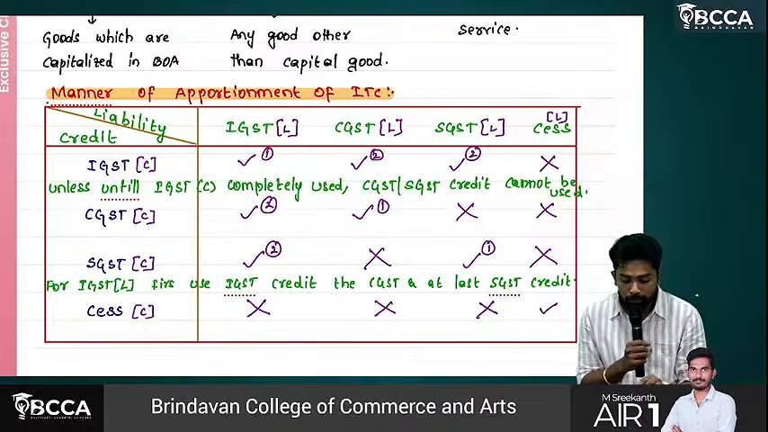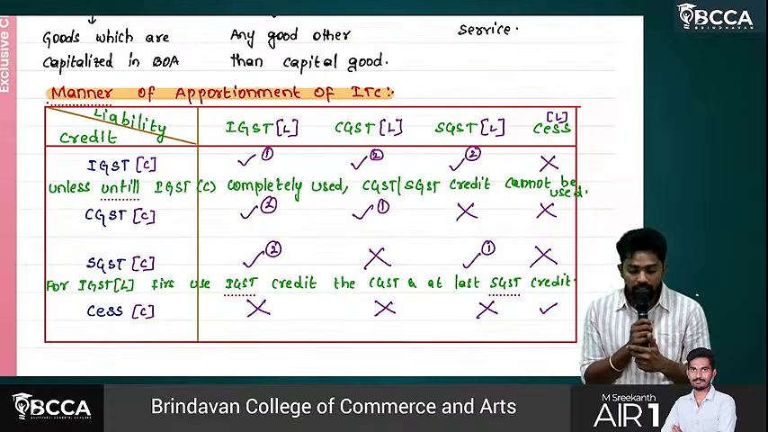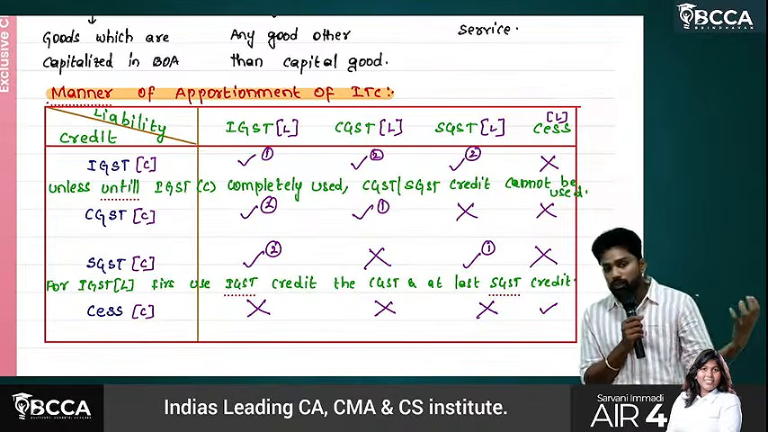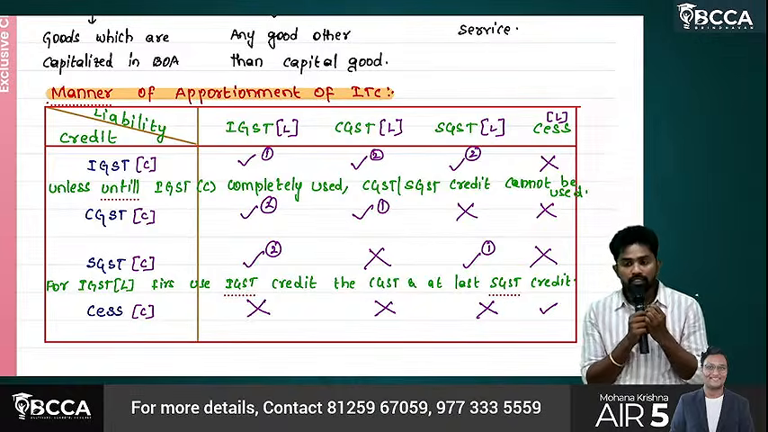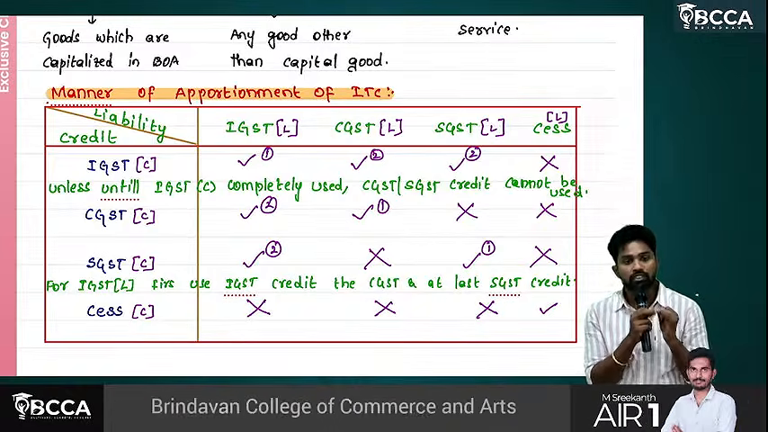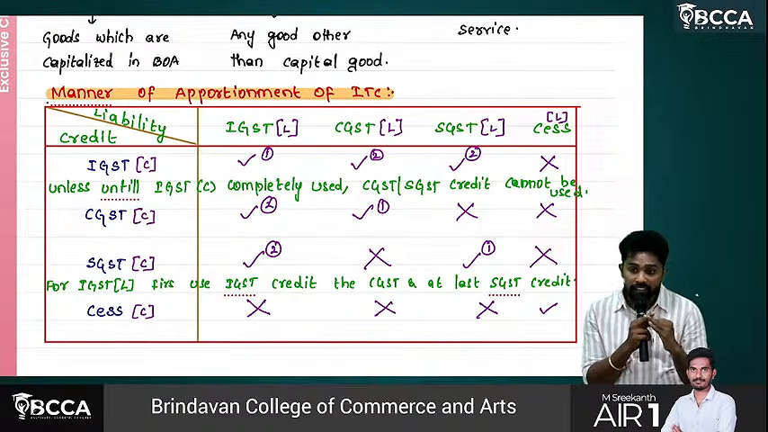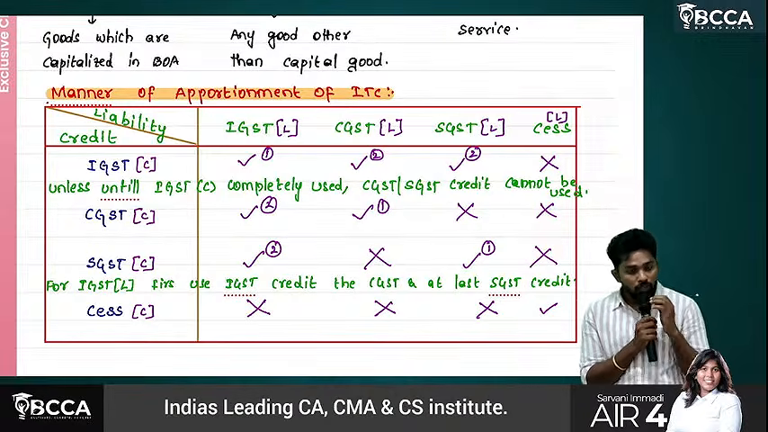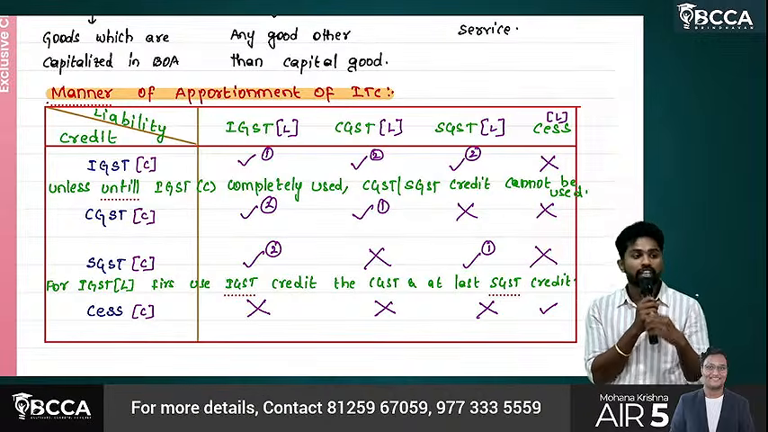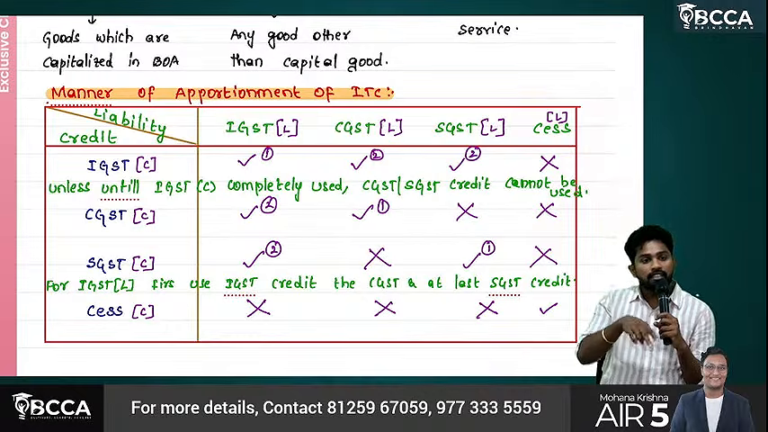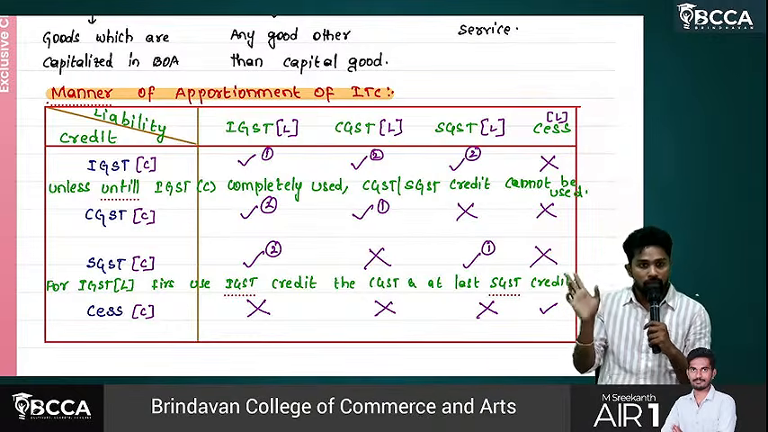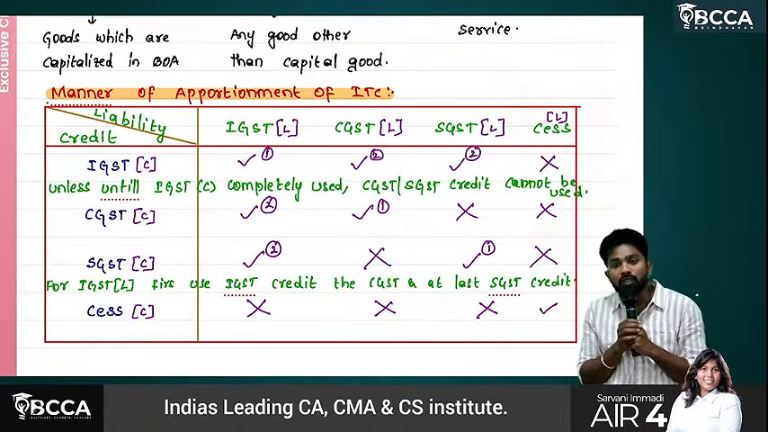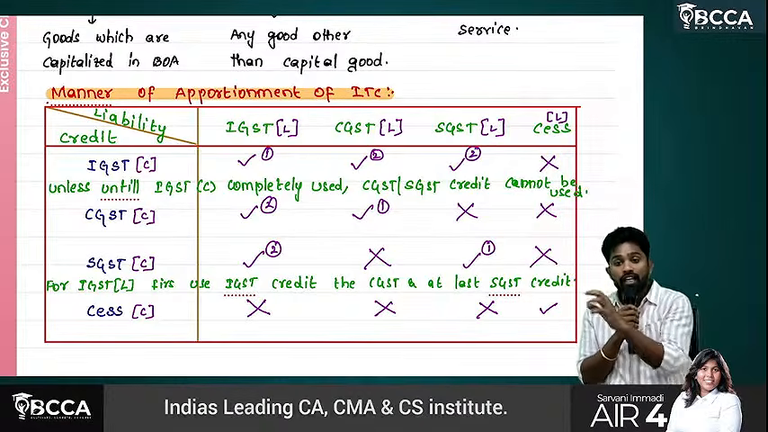Manner of apportionment of ITC. You will get ITC, but under GST it's not one tax. We have CGST, SGST, IGST, and cess also. Now the common question is, how do we adjust them? Can CGST be adjusted with all the other three? In the same way, can IGST be adjusted with all three? What are the rules for set off?